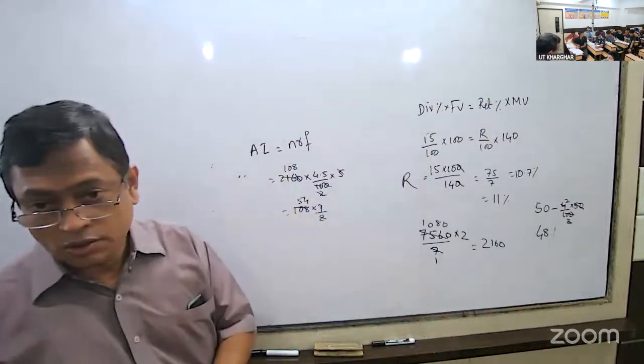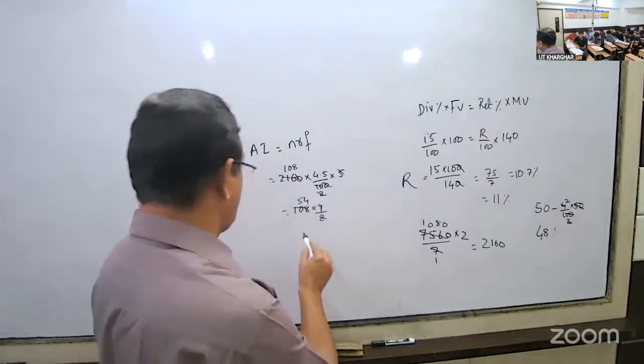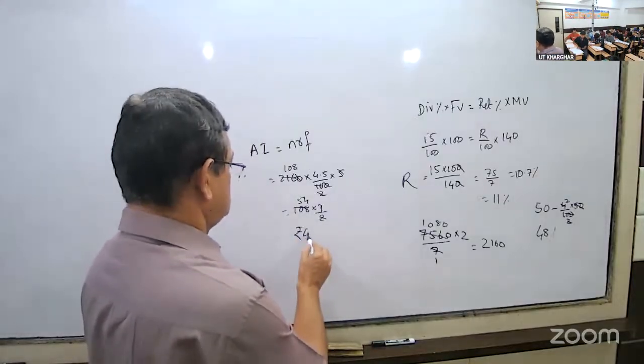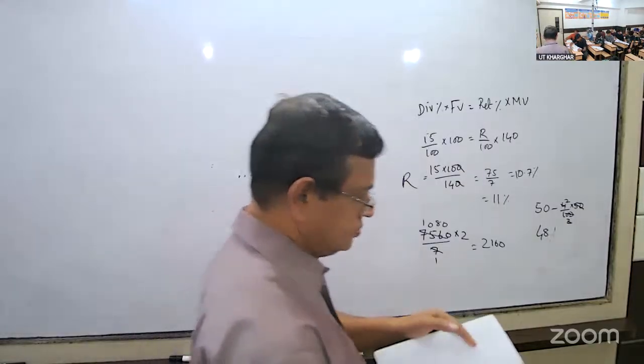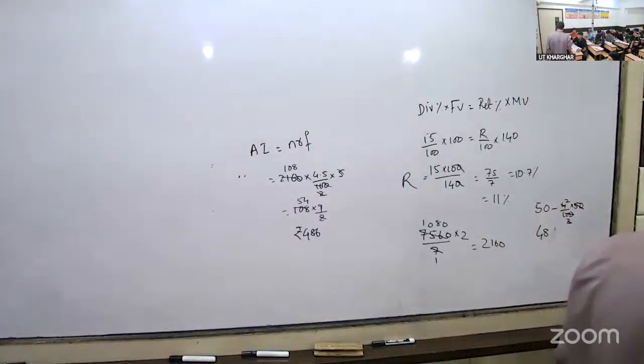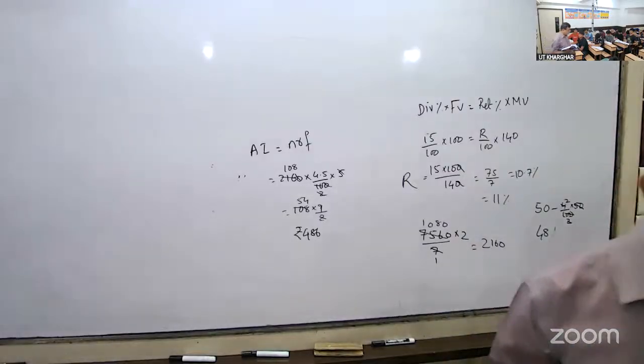50 to 9, 480, 486 rupees. Therefore, change in annual income: 486 minus 432. 54 rupees, profit or loss? 54 rupees profit.